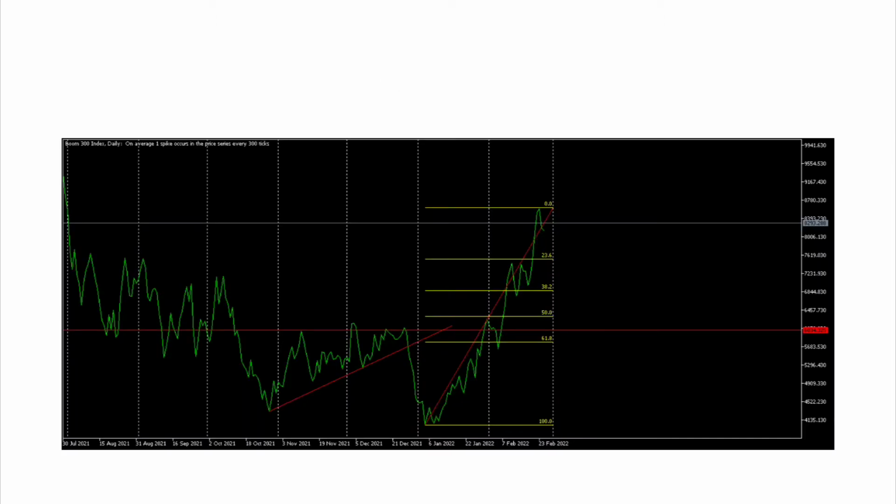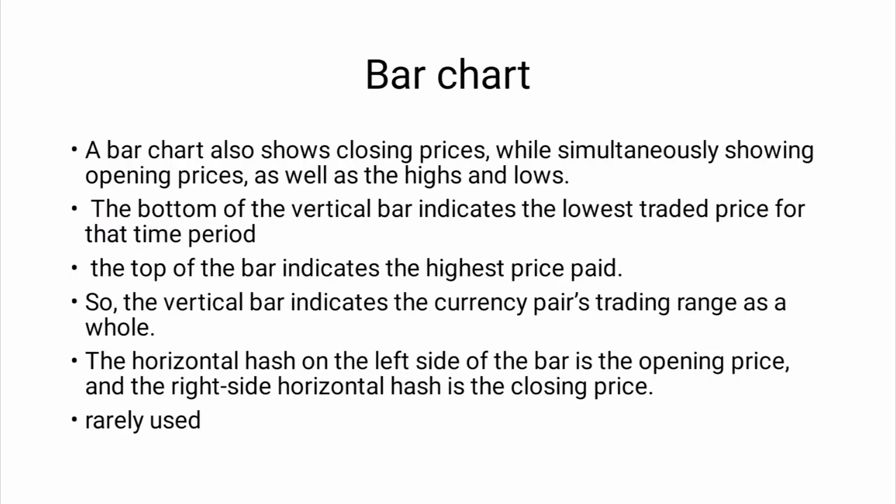A line chart will look like this. You see that green line, that's a line chart. When you open your MT5, now that you know how to log in, you can experiment and see what's happening. And then there is a bar chart.